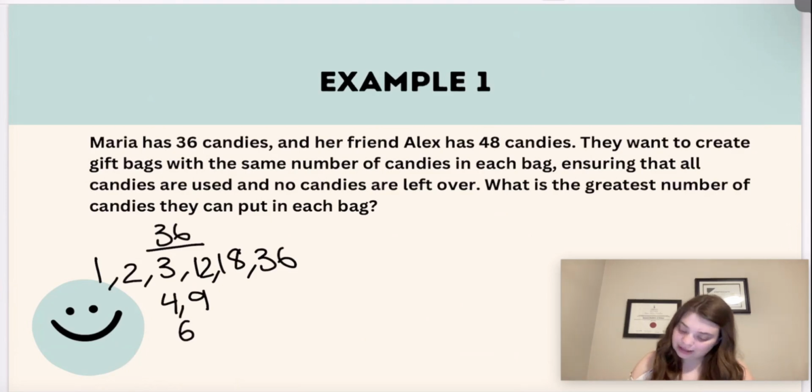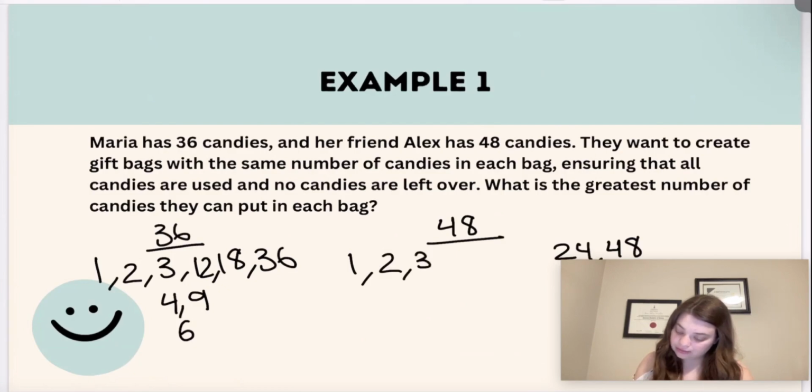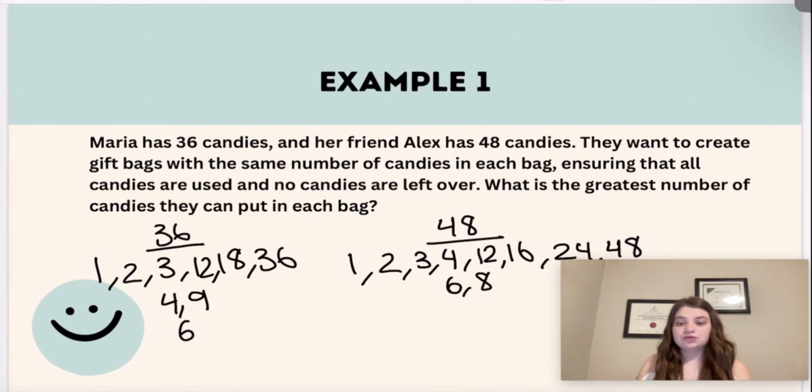All right, let's do 48. For 48, we have 1 and 48, so I'll start there. What about 2? We have 2 and 24. 3 would also work, so 3 and 16. And then 4 would also work, 4 and 12. And then 5 is a no. 6 would be a yes, because 2 and 3 are both on the list. 6 times 8 is 48. And 7 is a no. So those are my lists.